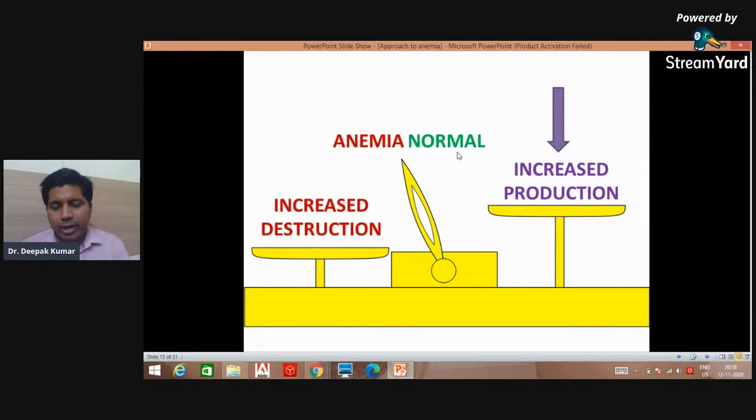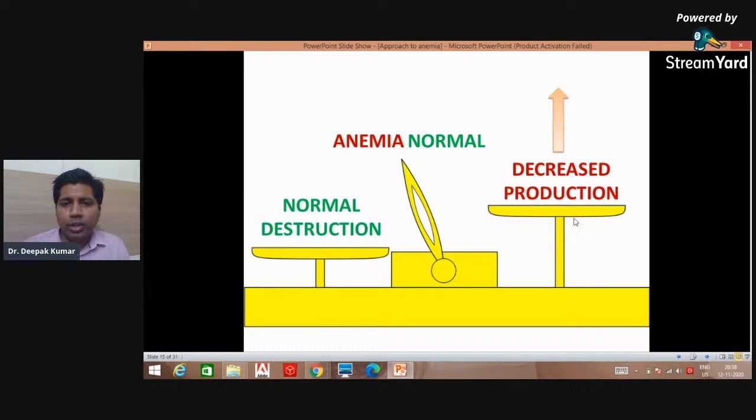Okay, so getting back to the slide again. So increased destruction, and then you see it is tipping towards anemia, and there is increased production of blood cells from the marrow, which tries to balance it. When it is not balanced, with decompensated production, only then there is anemia. If it compensates, then there will be no anemia. Then this will tip to normal.